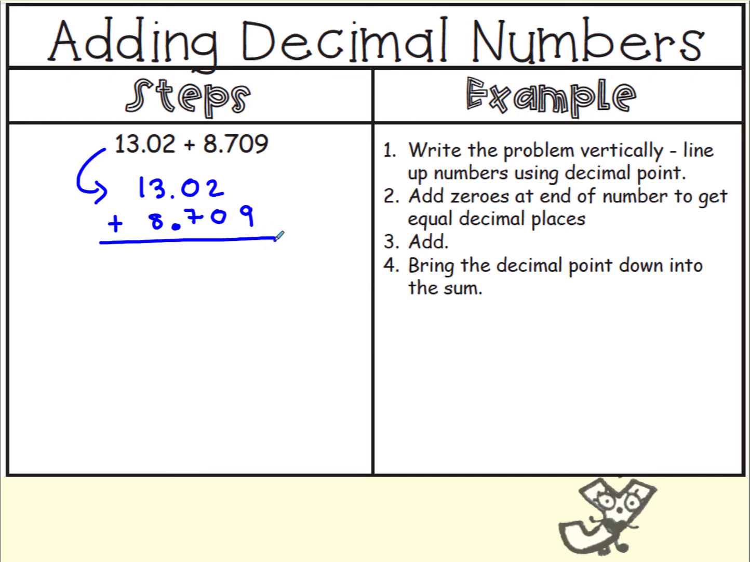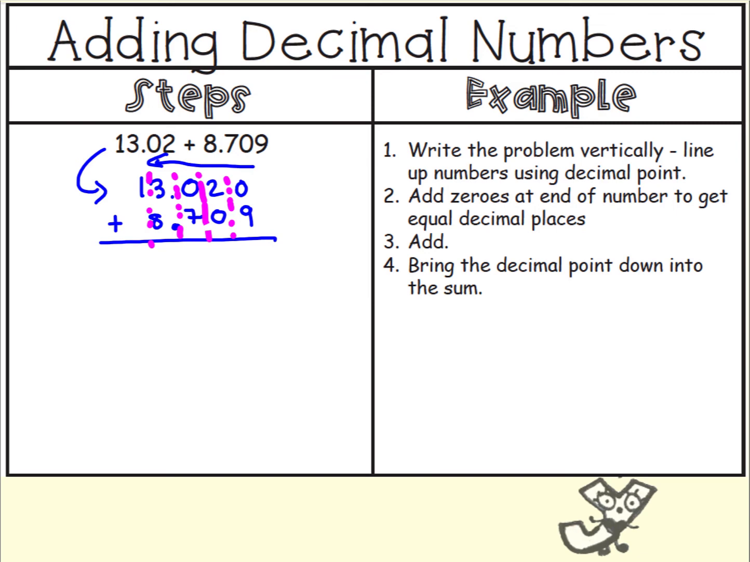Okay, now it says add zeros at the ends of numbers to get equal decimal places. Now, for addition, this is kind of optional, but it's actually a little bit easier for you. That way you can see what numbers you're adding. You don't have to do this, but I just want you to think about making your work a little bit neater. Make sure that your digits are lined up vertically. Okay, now you add.